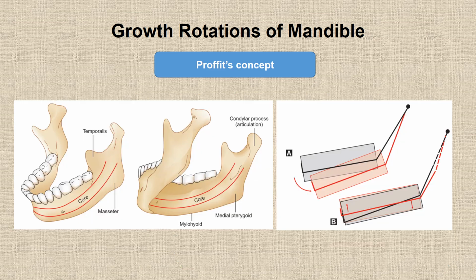Okay, so this is the core of the mandible, whereby it carries the inferior dental canal, and the rest are the surrounding matrix. And so here is a diagrammatic representation. This is a matrix rotation, whereby the focus is on the condyle, and this is an intramatrix rotation, whereby the focus is within the body of the mandible.